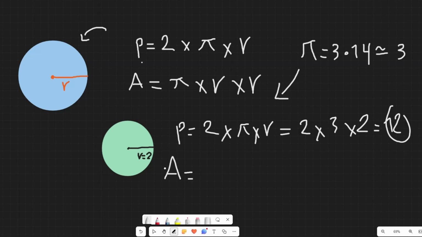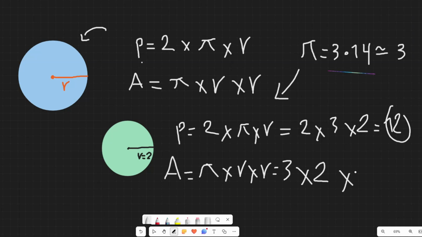Lastly, the area of this circle is equal to pi times r times r. Okay, pi is 3. If you want to be more precise, use the actual value here, like 3.14, but in this case, just to simplify everything, I use 3. So again, the area is pi, which is 3, times r, which is 2, times r again, 2. 3 times 2 is 6, 6 times 2 is 12. So only for this case, apparently we have the same perimeter and area. That is not something abnormal, it can happen.